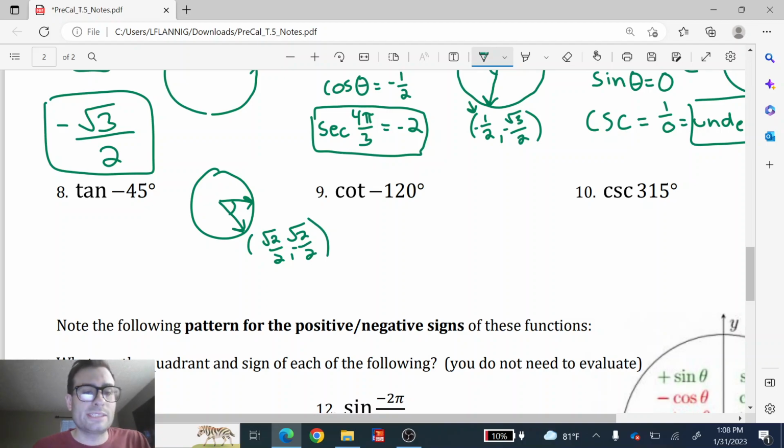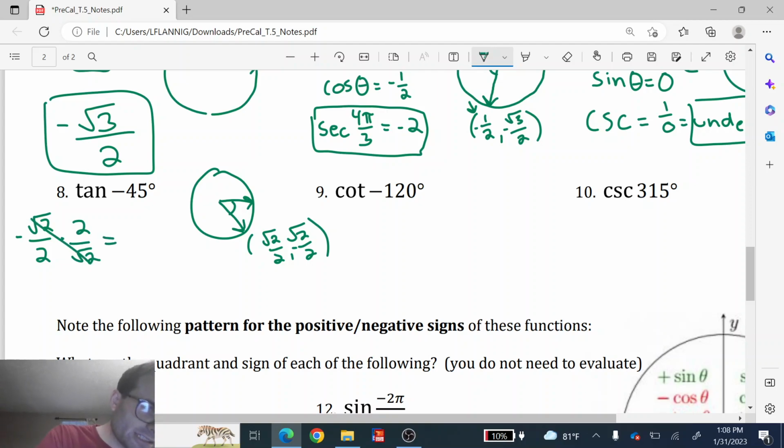And because we know this is a tangent, we want to do sine over cosine. So the sine is negative square root of 2 over 2, and the cosine is square root of 2 over 2, but we're going to do the reciprocal of that, so 2 over square root of 2. These cancel out, but you're left with still 1 negative, so you're left with negative 1 as the tangent.